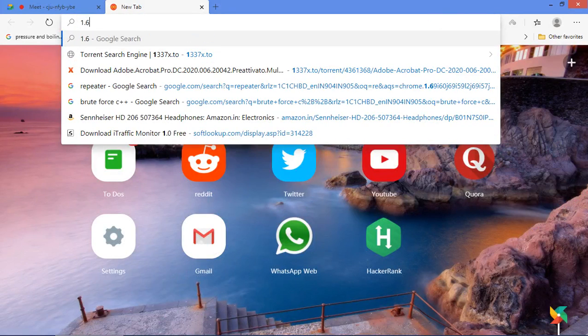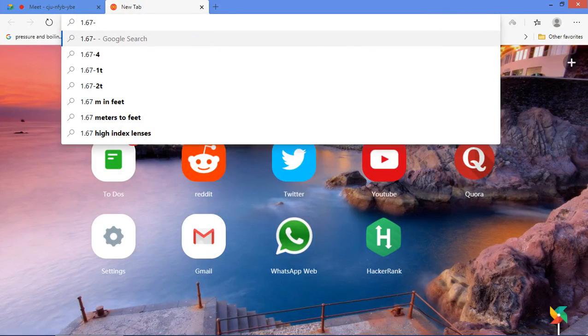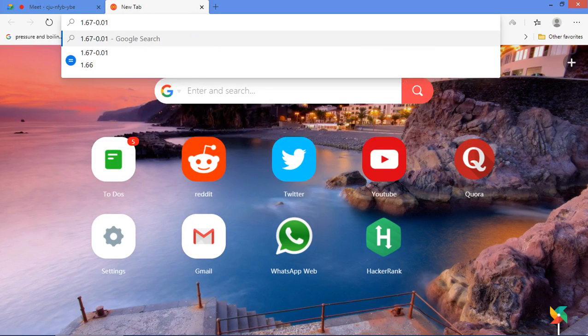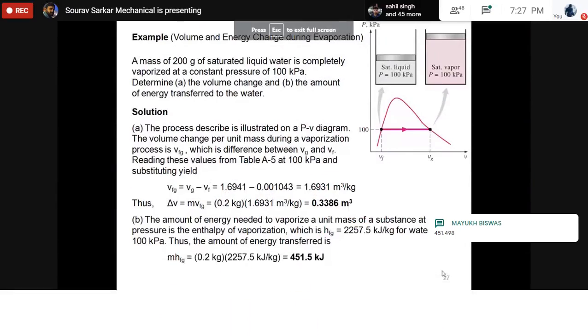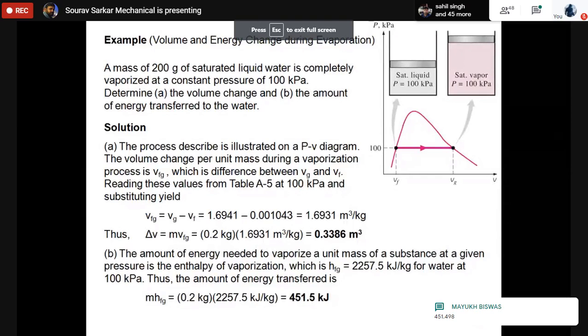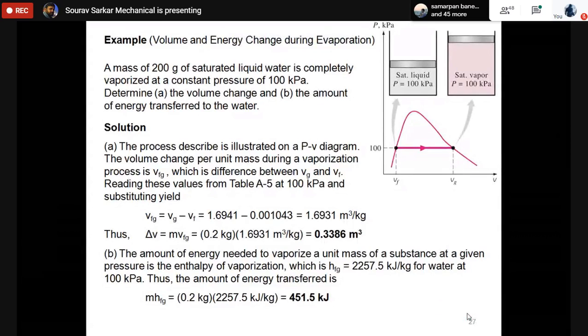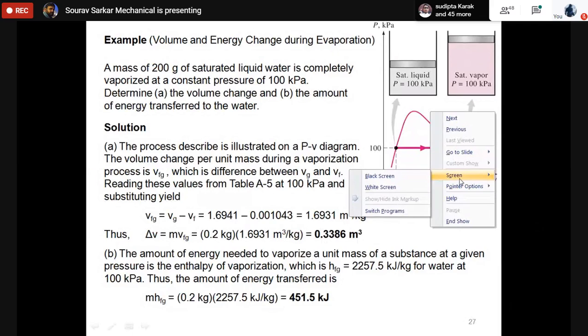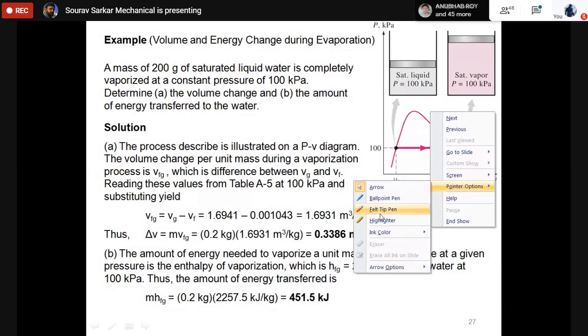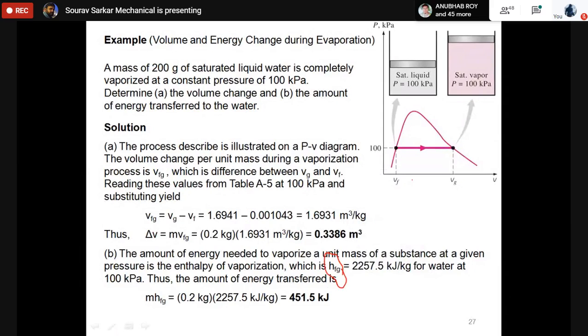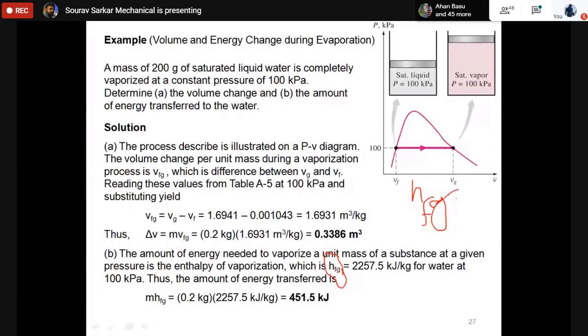So let's see. So let's verify the answer. Open the Cardan and see. Yeah, is it coming? So what they are trying to say is that you have calculated Hg, then you subtracted Hf, but they already included one parameter, which is Hfg. So it is already subtracted. So you can use this value for your calculation.